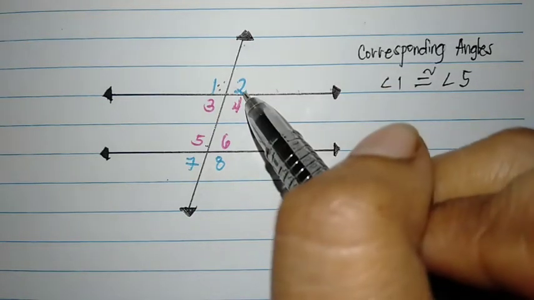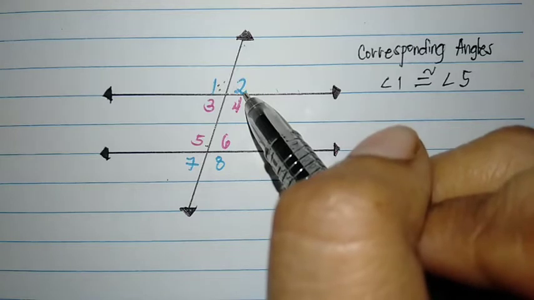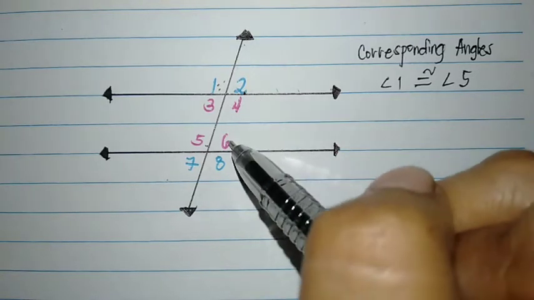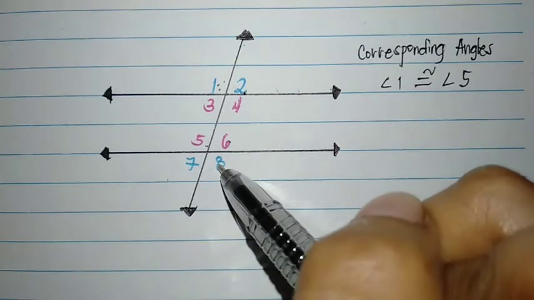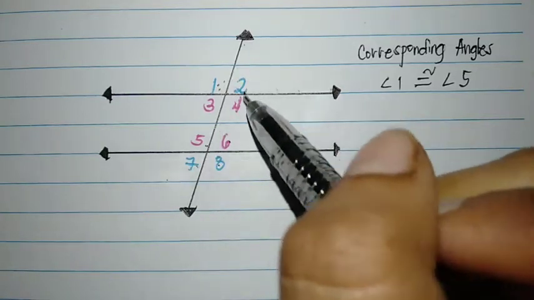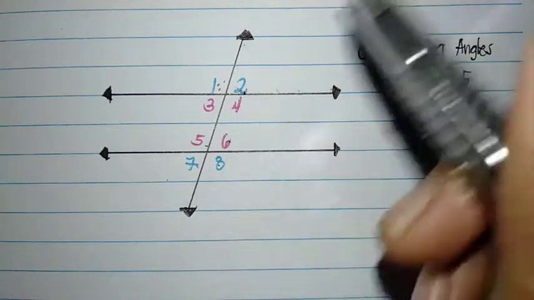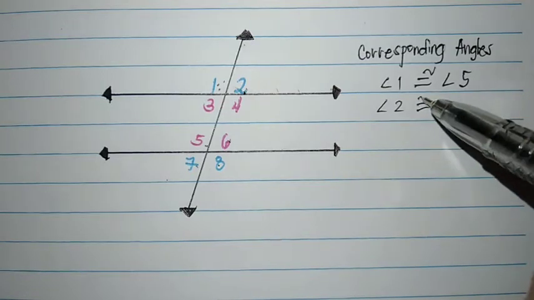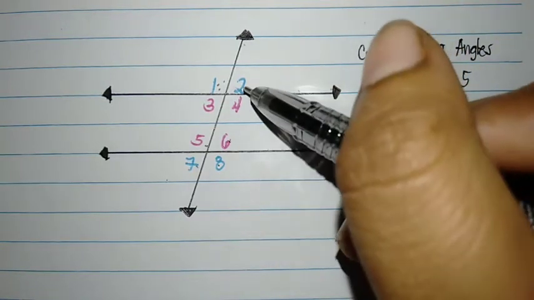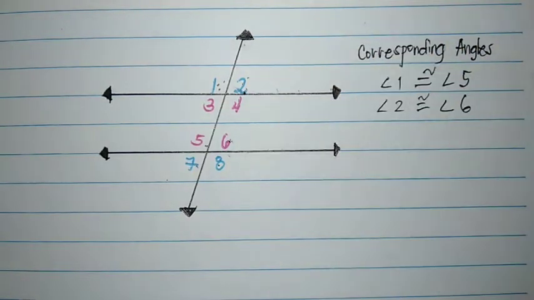Si angle 2, alin ba yung ka-same position niya? Diba si angle 6? Tama? Hindi naman si angle 8, hindi din si angle 7. Same position lang. Okay? So, we have angle 2 is congruent to angle 6. Ayan, angle 2 is congruent to angle 6. Next, meron pa syempre. Meron tayong 4 pairs of corresponding angles.